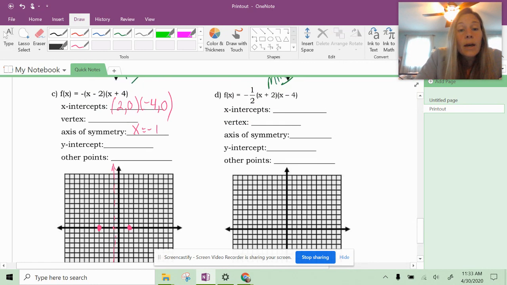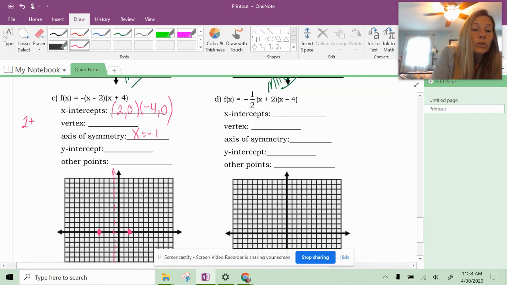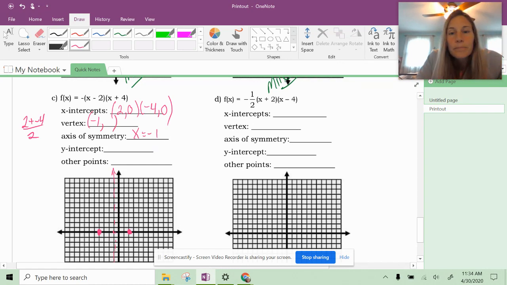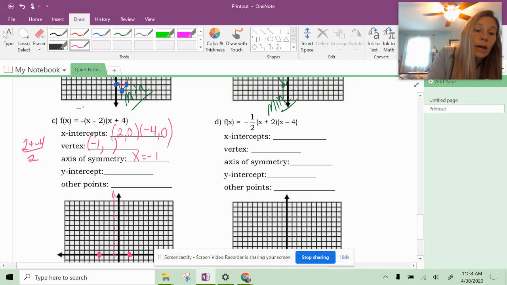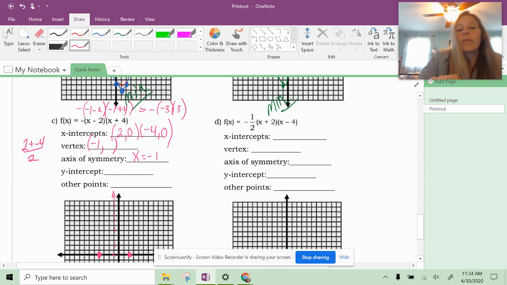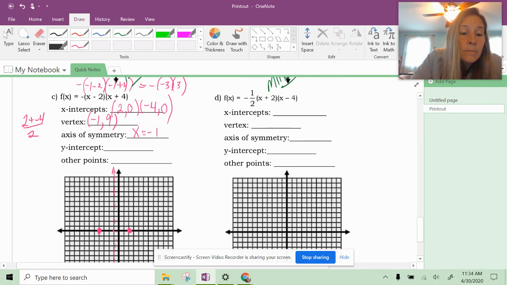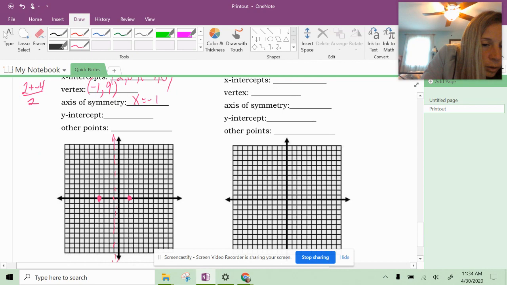Now, if you're not sure about that, again, like I said, you can average out the 2 and the -4. You add them up, divide by 2, and you get that -1 that way. That -1 is also the first part of your vertex. Now, to get the second part of your vertex, you're going to plug in that -1. So then you're going to have negative times (-1 minus 2) times (-1 plus 4), and you're going to work that out. So you end up with a negative times -3 times +3, which is going to give you a +9. So I'm going to graph that vertex. (-1, +9): 1, 2, 3, 4, 5, 6, 7, 8, 9.